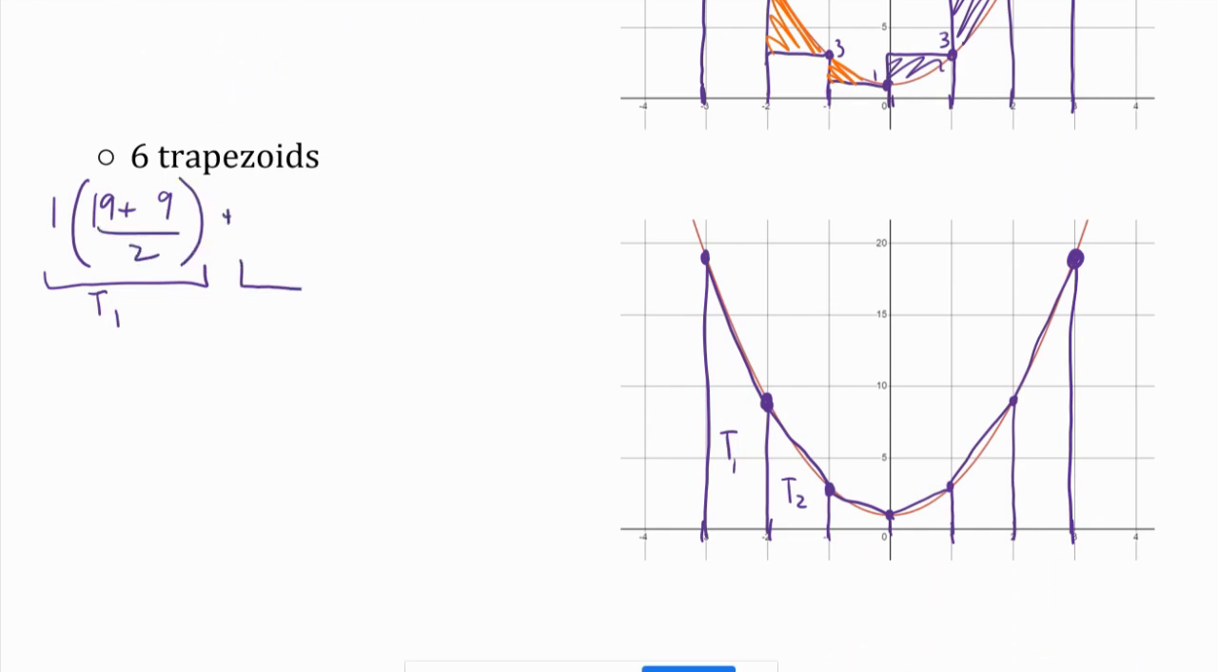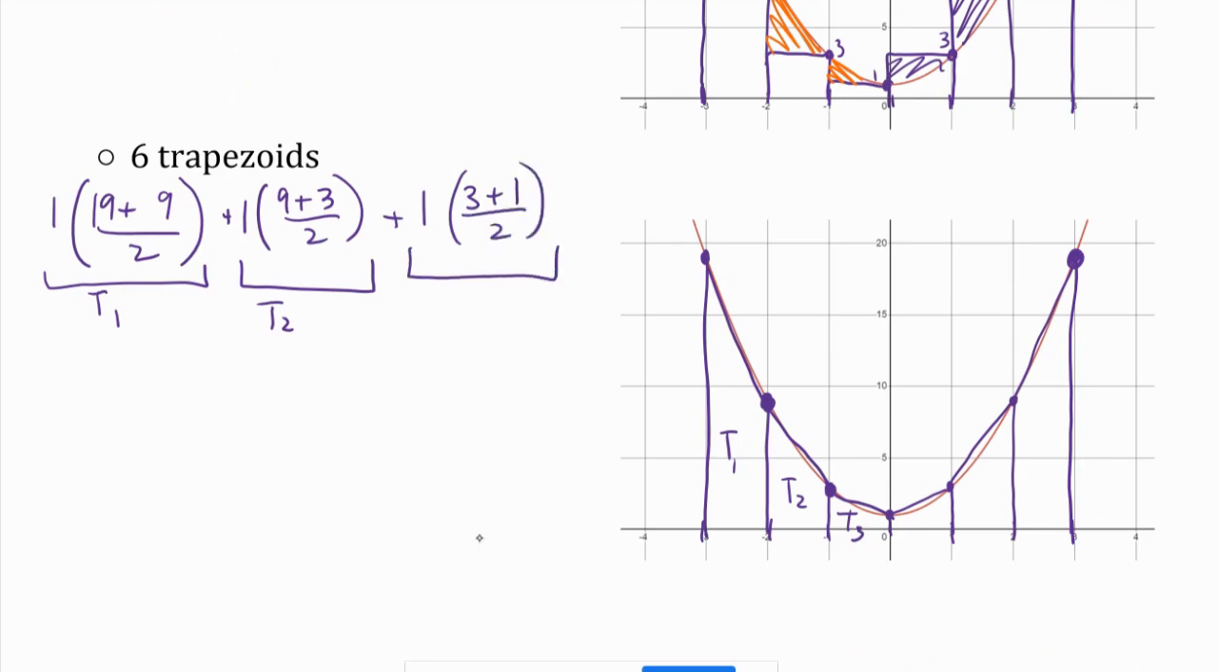And then I'm going to add trapezoid 2. So that was a height of 9 and a height of 3. Oh, and a width of 1. So width of 1, and then I average my heights. My third trapezoid has a width of 1, and then I average my heights. Okay. And then you should be able to finish this yourself. And then you get T4, T5, and T6.